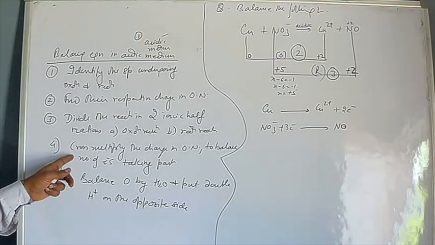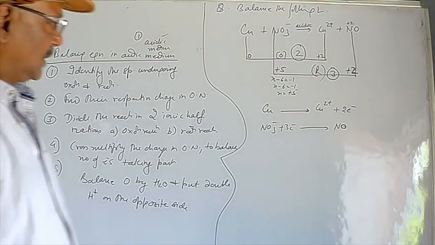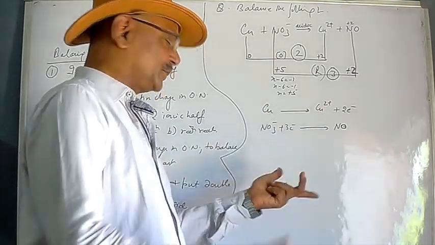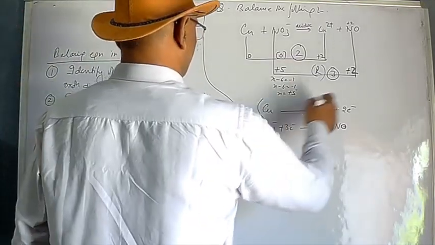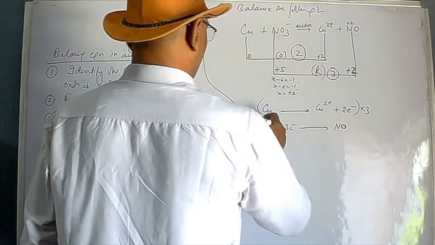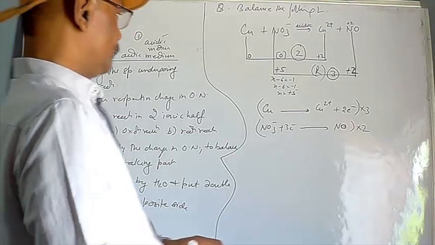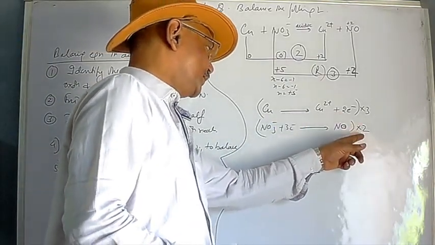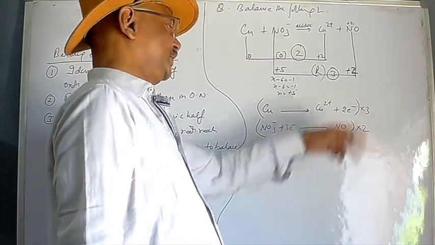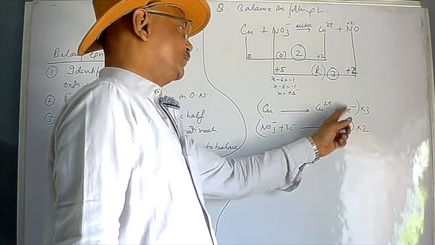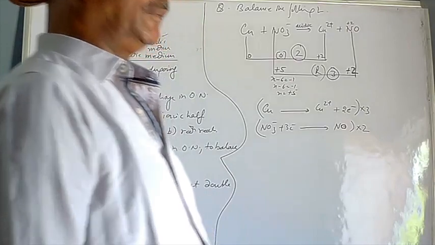Now the fourth step: cross multiply the change in oxidation number to balance the number of electrons taking part. Now you see, copper is giving 2 and nitrogen wants 3. So to balance electrons, we cross multiply. We multiply by 3 here and by 2 there. Why 3 and 2? Because copper is removing 2 electrons, so I have put 2 here, cross multiply. Nitrate is accepting 3 electrons, so I have taken 3 here. Class, 3 multiplied by 2 gives 6, and 2 multiplied by 3 again gives 6. So the number of moles of electrons taking part will be equal.